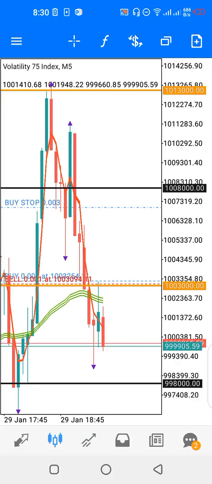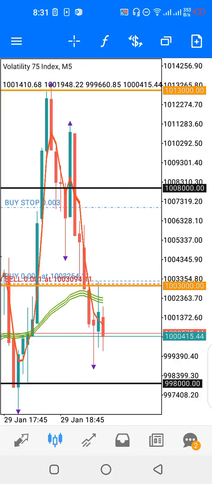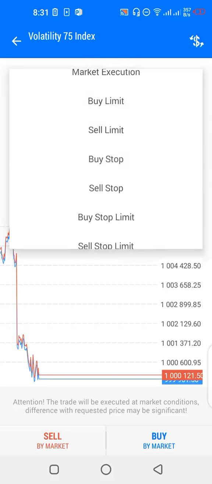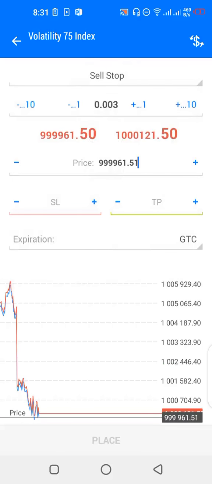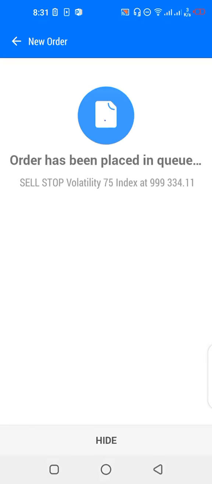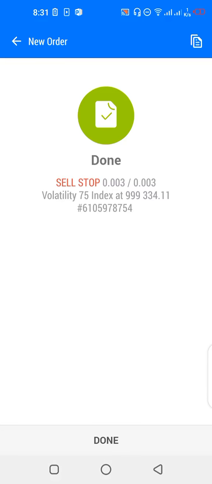Okay, now for the buy trade, I should be having a sell stop. 1003254.11. That's the buy trade. The sell stop will be 999334.11. That's my sell stop.